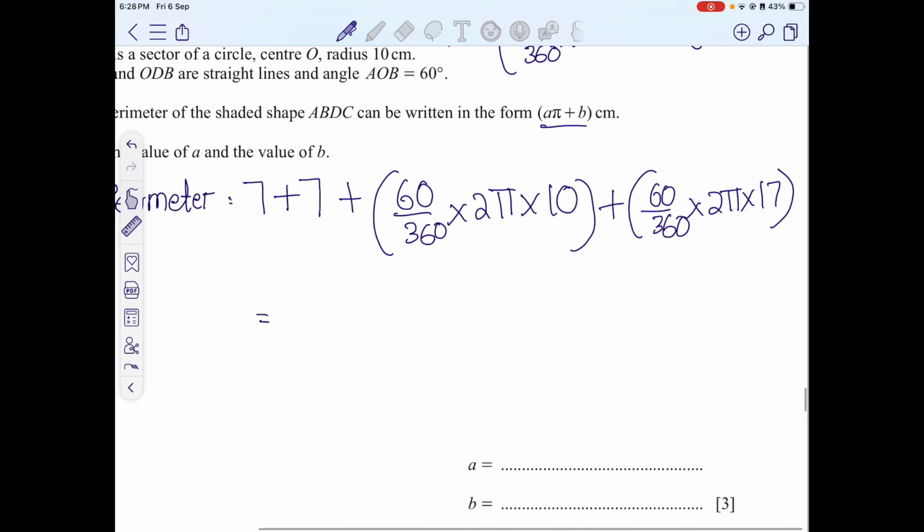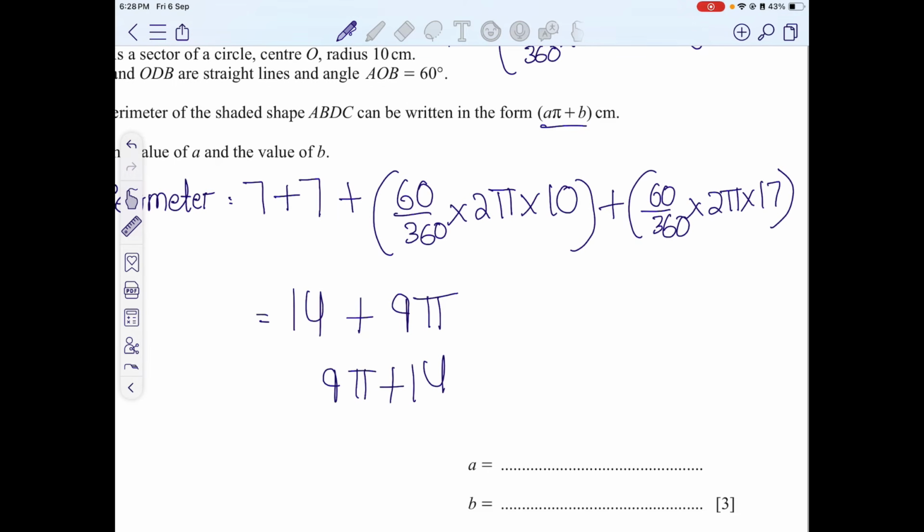Alright, so I would simply say 7 plus 7 is 14, and if I calculate this in my calculator, 60 over 360 into 2 pi into 10, that is 20 pi over 3, plus 60 over 360 into 2 pi into 17, that is 34 pi over 3. That's going to give me 18 pi. So my answer is again in the form 9 pi plus 14, which is a pi plus b. So a would be 9 and b would be 14. I hope you have understood.